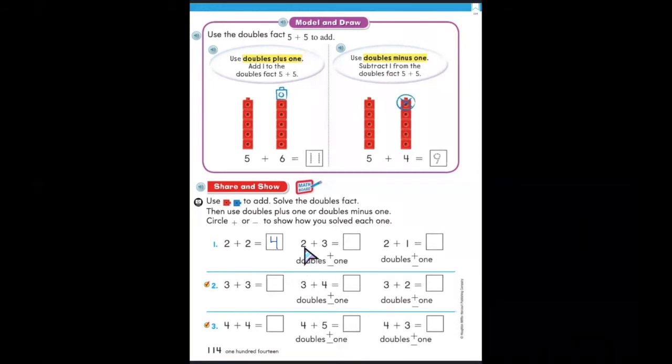Now we're ready to take a look at the next part of our problem. This addition sentence says 2 plus 3 equals a sum. When an addend is one more than the other, we need to use doubles plus 1. Let's go ahead and circle the plus sign. 2 plus 3 is the same as solving 2 plus 2 plus 1 more. That means 2 plus 3 equals 5.